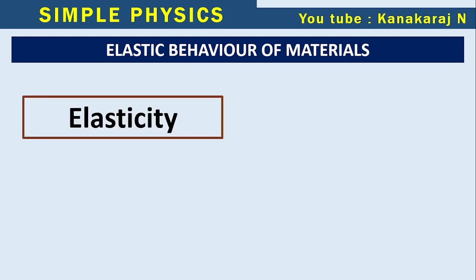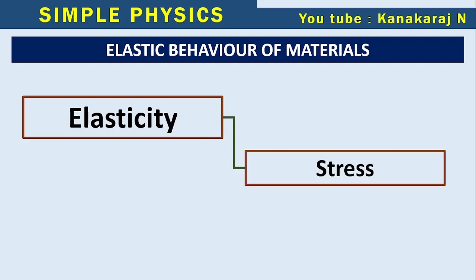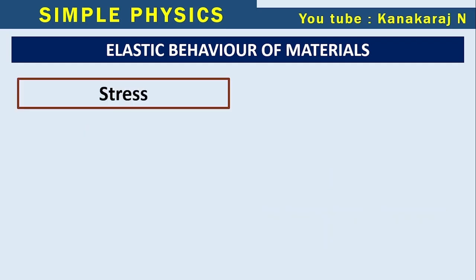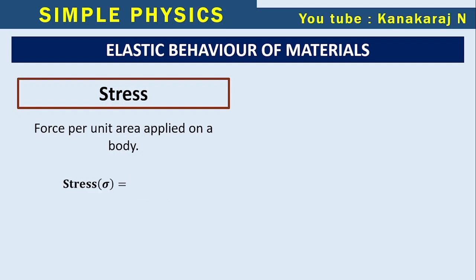Elasticity. To understand more about elasticity, we should learn stress, strain. Stress. Force per unit area applied on a body is called stress. Mathematically, stress sigma equals force F upon area A.